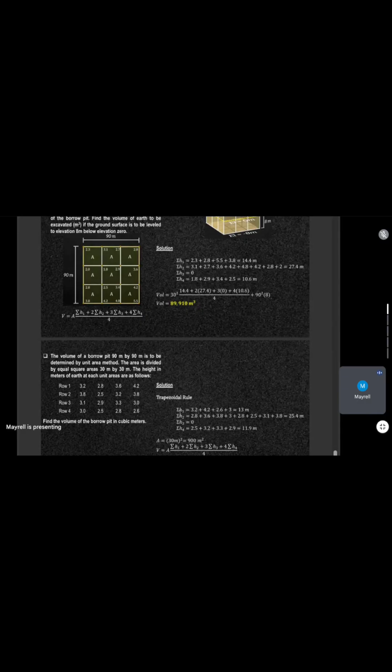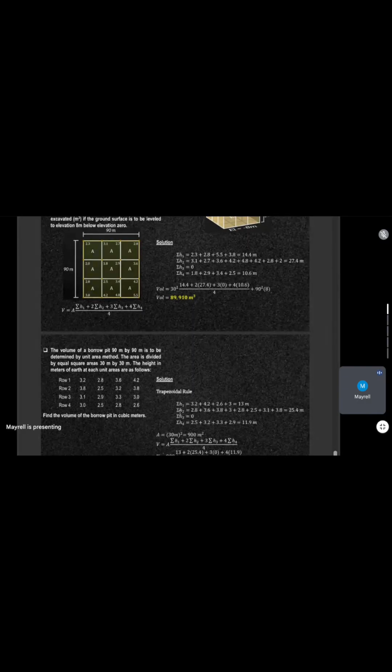So again, summation of H1: 3.2 plus 4.2 plus 2.6 plus 3 is 13 meters. Summation of H2: 2.8 plus 3.6 plus 3.8 plus 3 plus 2.8 plus 2.5 plus 3.1 plus 3.8 is 25.4 meters. Summation of H3 is 0. Summation of H4: 2.5 plus 3.2 plus 3.3 plus 2.9.